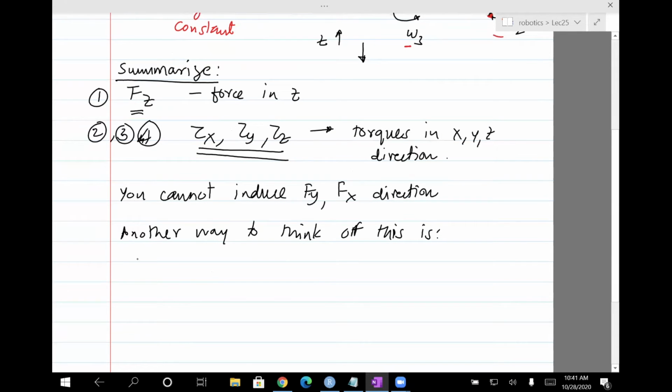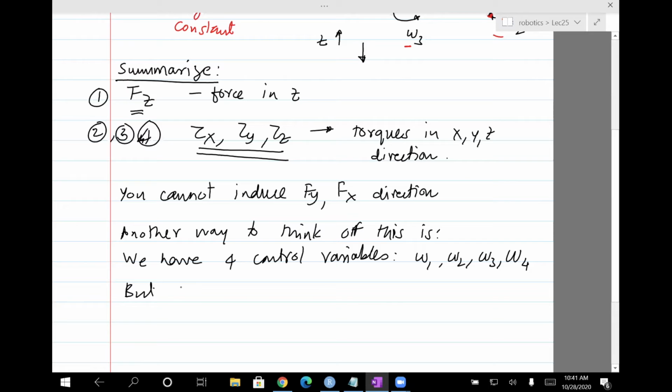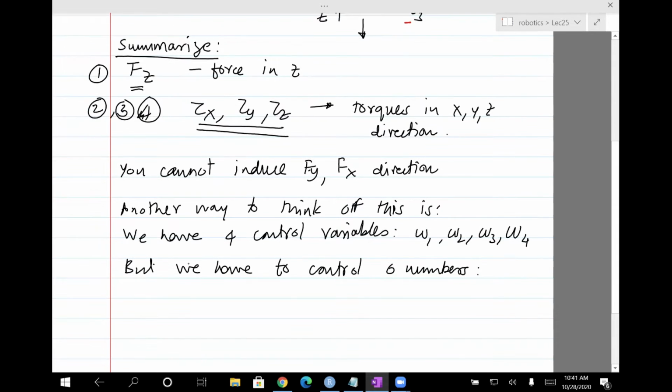we have 4 control variables. What are those? Well, they are the angular speeds. You can spin the motors the way you want. But the concern is we have to control 6 numbers. And what are the 6 numbers? Well, they are the position along x, position along y, position along z.